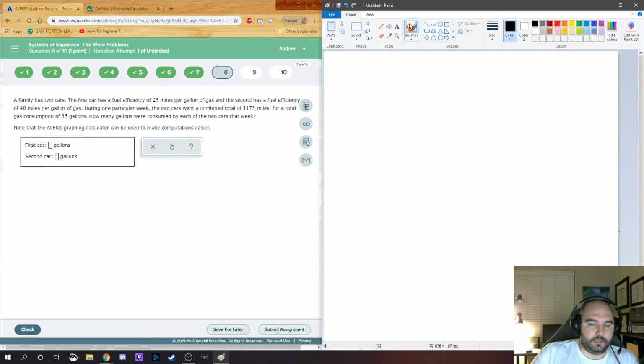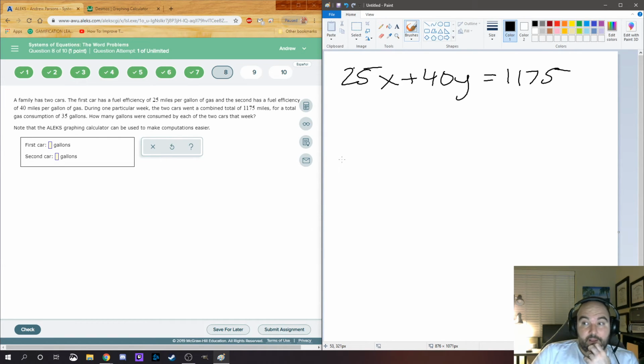All right, next question. Similar, probably going to skip it, but let me show you the setup. One car gets 25 miles per gallon times some amount of gallons it used. A second car gets 40 miles per gallon times some amount of gallons it used. And together, they caused 1,175 miles to be driven. Then like the last one, a tricky setup again. The total gas consumption is 35 gallons. The amount one car used plus the amount the other car used is 35.